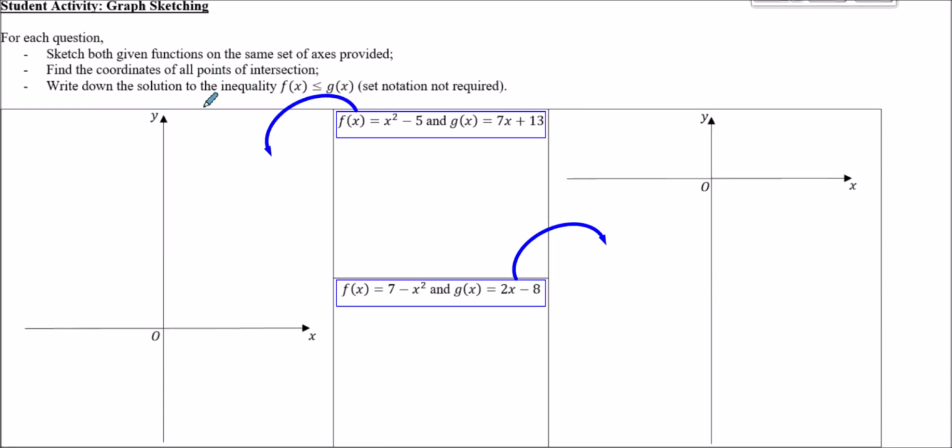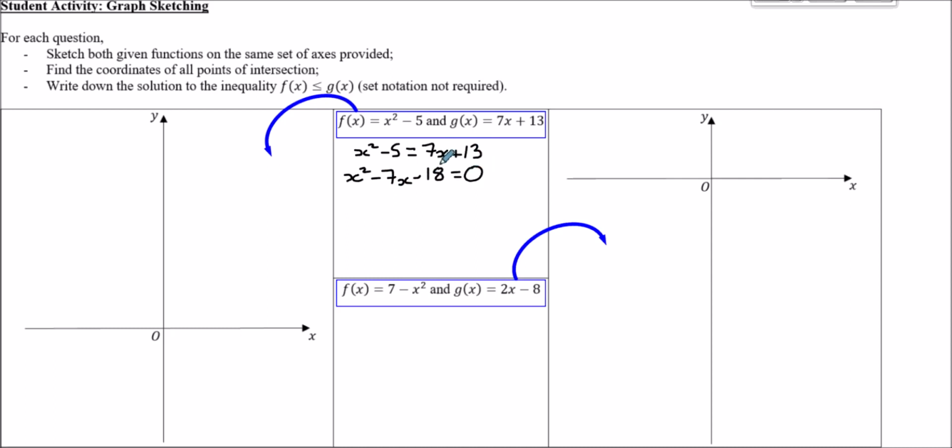So the leftmost graph, we need to think about where x squared minus 5 is going to intersect with 7x plus 13. So let's just solve this equation first of all. So set x squared minus 5 equal to 7x plus 13, and rearrange so it's a quadratic equal to 0. So subtract 7x on both sides gives us x squared minus 7x, and then subtract 13 as well from both sides, minus 18 equals 0.